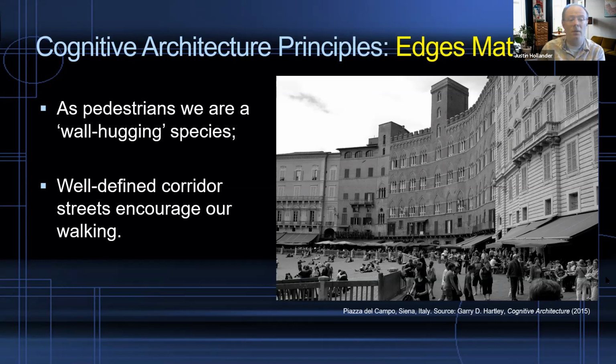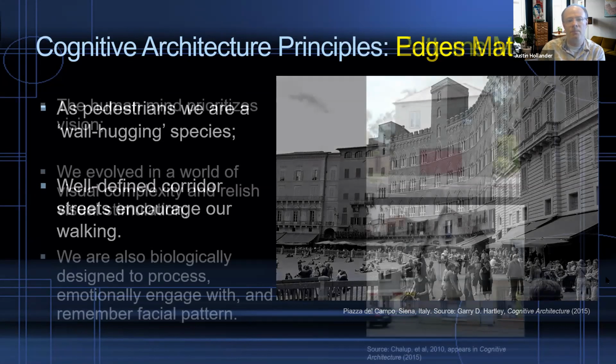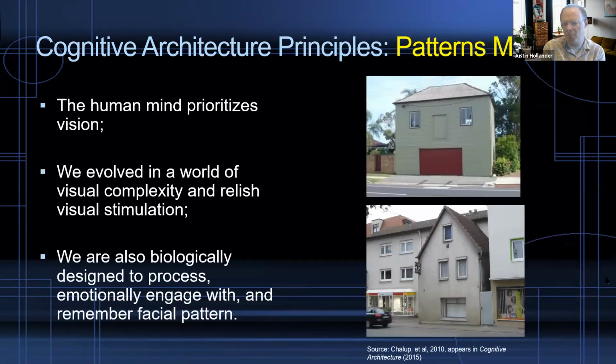Because we are a wall-hugging species, as are most animals, wanting to seek out edges. Second principle is that patterns matter. We certainly have 5 senses, but the human mind prioritizes vision. Vision is the most important sense that is feeding into our mind.